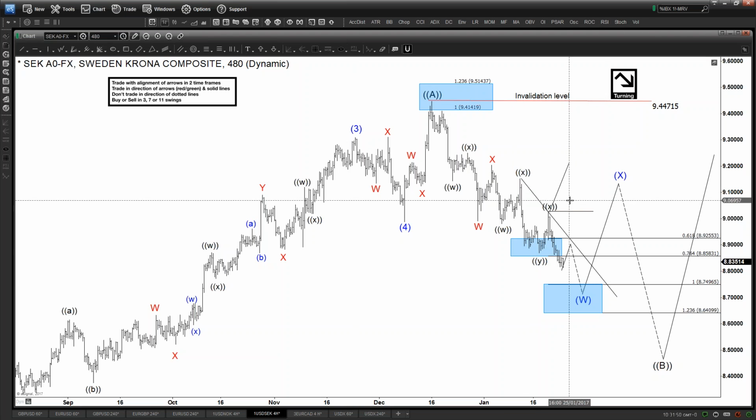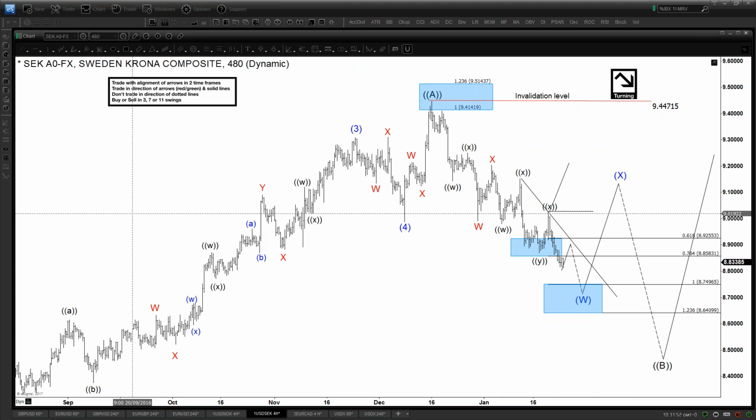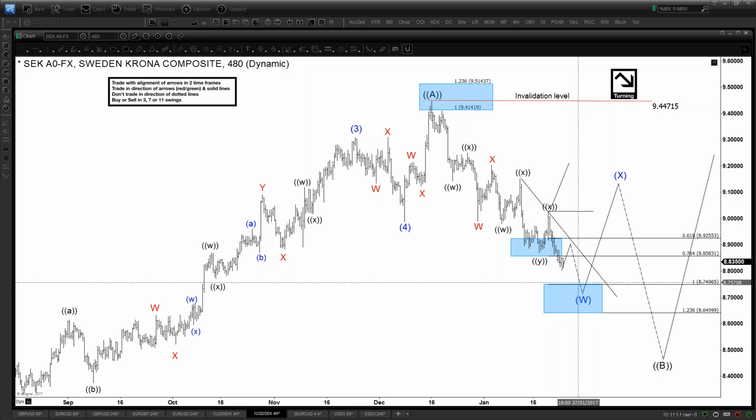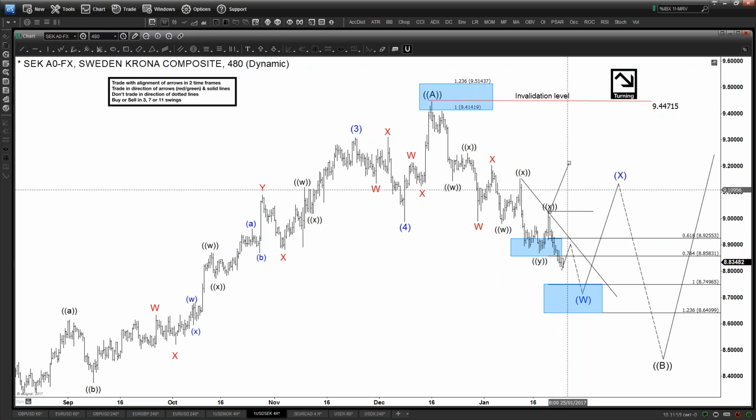As far as it doesn't break that pivot, then basically it should still make another push low to this area, and then we can see buyers appearing over there and the pair can start bouncing.